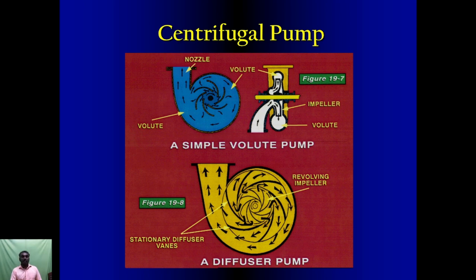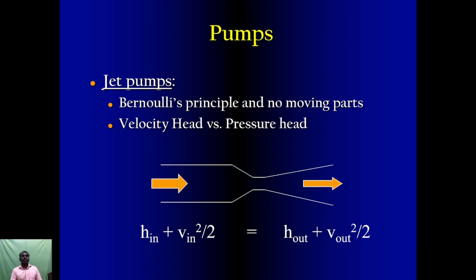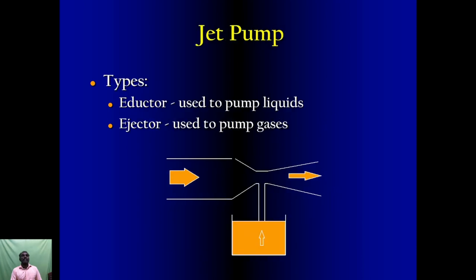In the centrifugal pump, we have two types, a simple oil pump and diffusion pump. Then jet pumps, which work on the basic principle of Bernoulli's and have no moving parts. Then we have two types of jet pump. One is the eductor, the second is the ejector. Eductor is used to pump a liquid, ejector is used to pump gases.